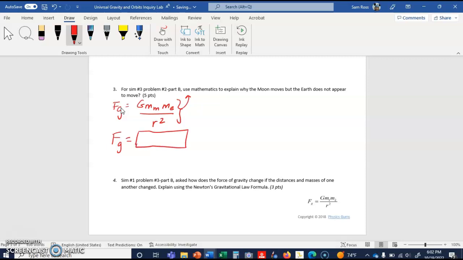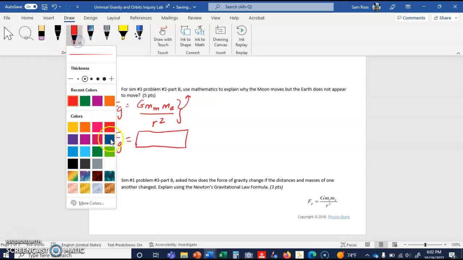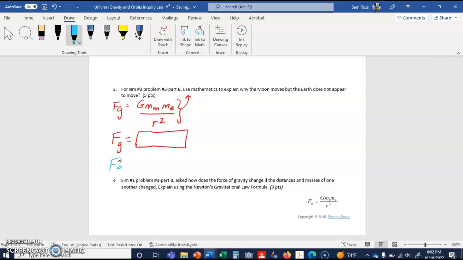Okay, here we go. We know that the force of gravity is also equal to ma, or the mass of the moon times a. We're going to do the mass of the Earth in a minute. So we plug this in here, plug in the mass of the moon, and solve for the acceleration of the moon.